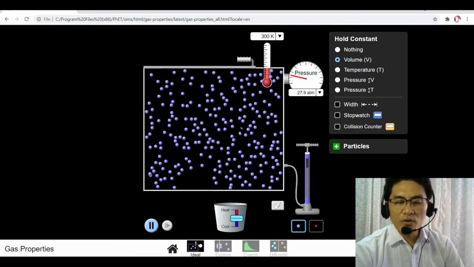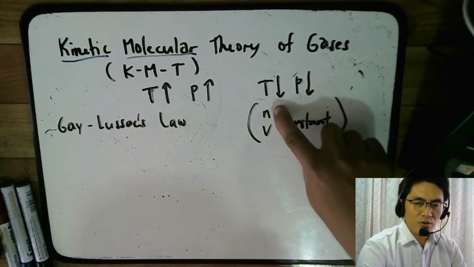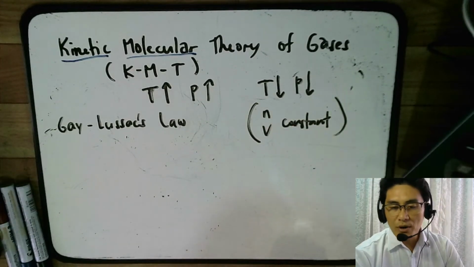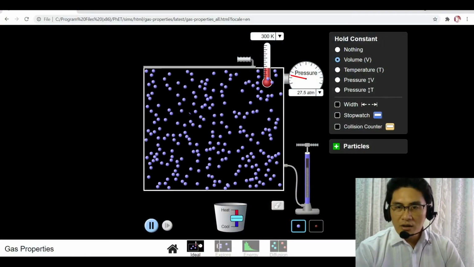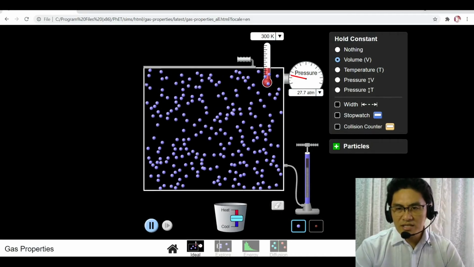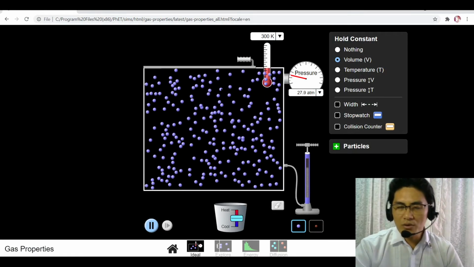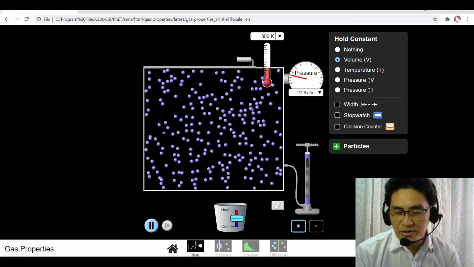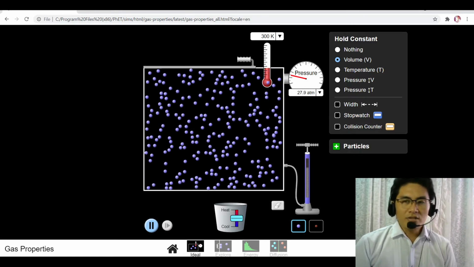As for the second assumption, you keep the number of moles, the number of particles inside, constant. That's no problem because in our animation, this is a sealed container. In other words, the particles cannot come out. You cannot add more particles. So the number of particles here is constant. So let's do the experiment.